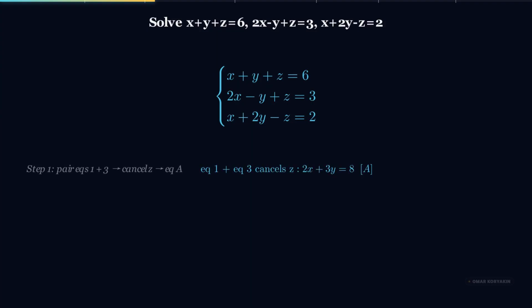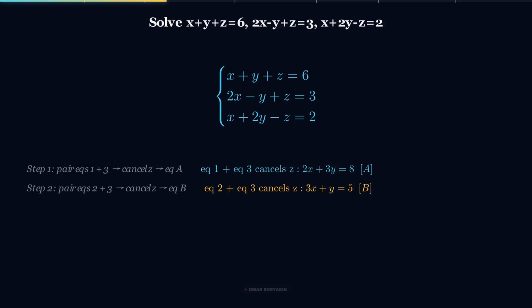Step 1. Choose a variable to eliminate first and pick two equations. Eliminate z by adding equation 1 and equation 3. Their z coefficients are plus 1 and minus 1, exactly opposite. Adding equation 1 plus equation 3 gives 2x plus 3y plus 0z equals 8. Call this combined equation A. 2x plus 3y equals 8.